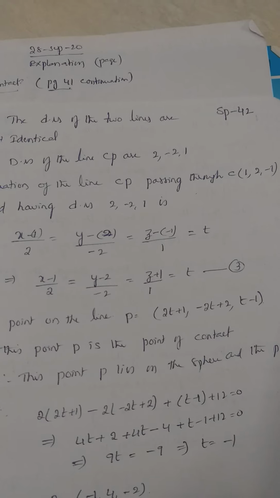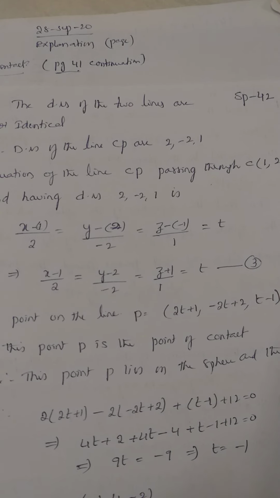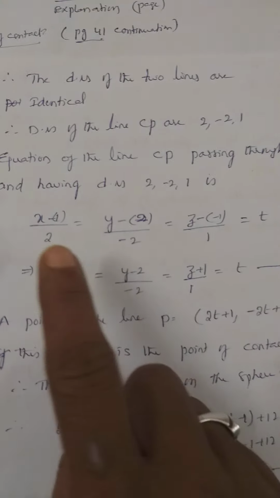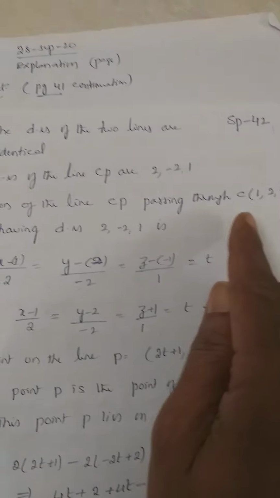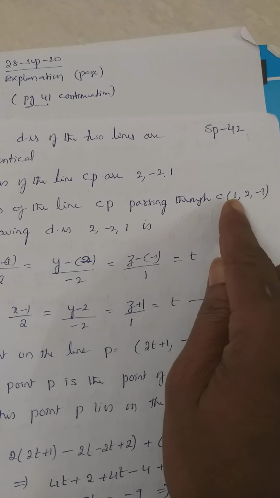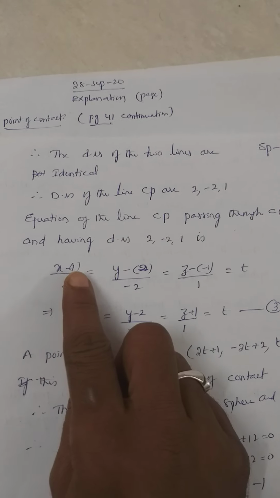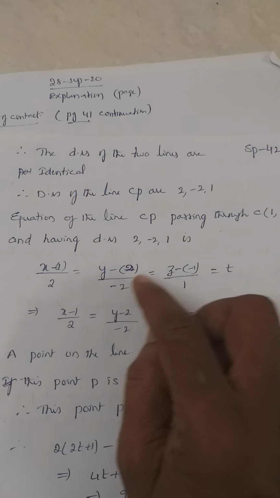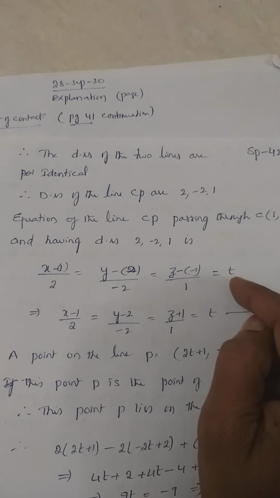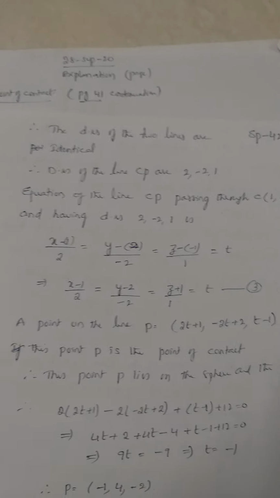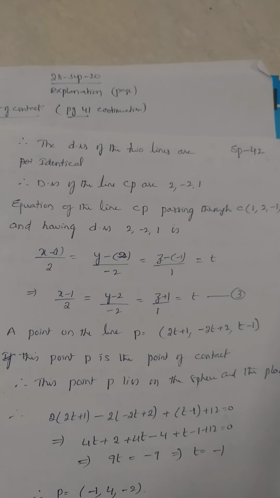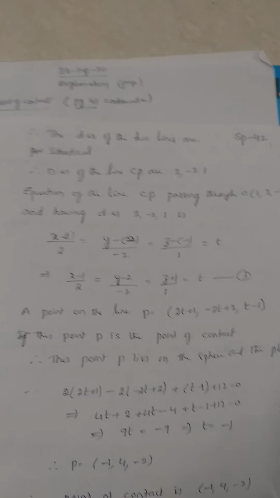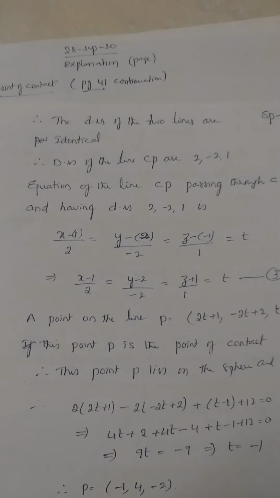(x minus x1) by l is equal to (y minus y1) by m is equal to (z minus z1) by n. Here x1, y1, z1 means this point, right? (x minus x1) by l, this value is this one, right? (y minus y1) by m, (z minus z1) by n is equal to t. This form is called the standard form of a line, or you can say the symmetrical form of a line.